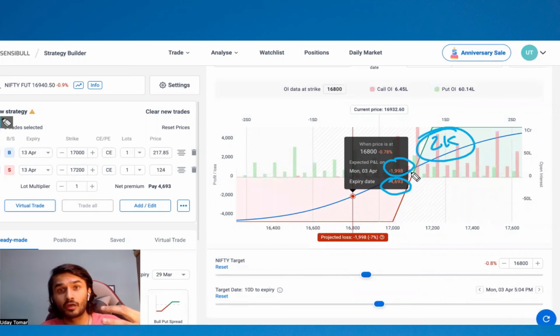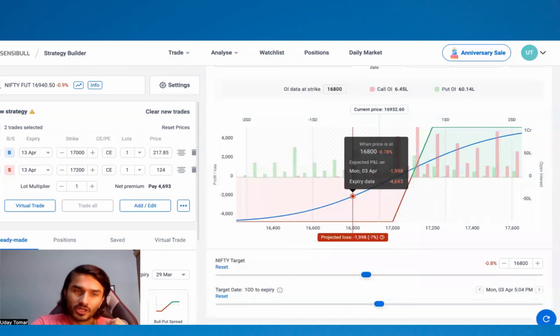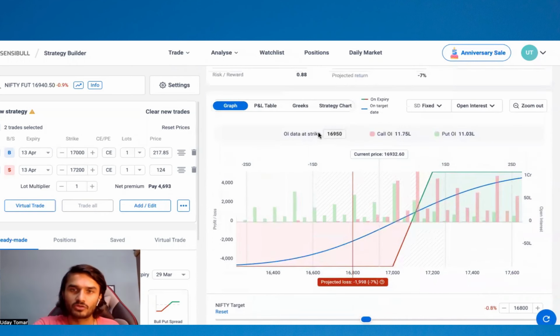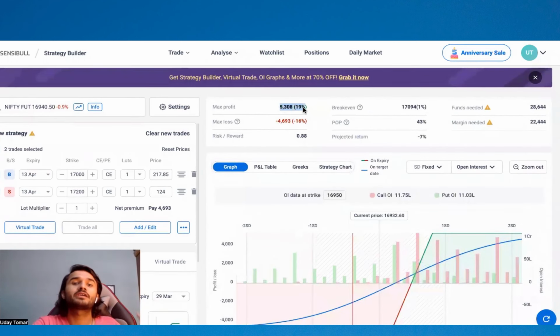So if you keep a particular level that, if it goes to this level, then I will exit, then you have a lower risk, and your risk is 2,000. Imagine this is 2,000, and you are saying that you might get 5,000.